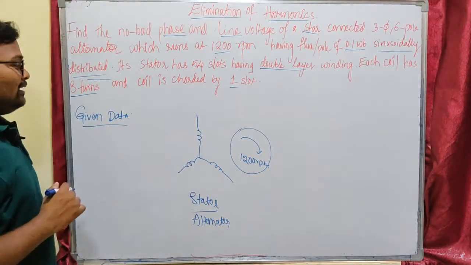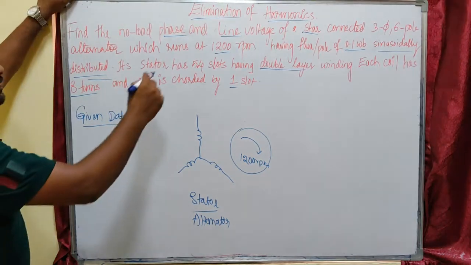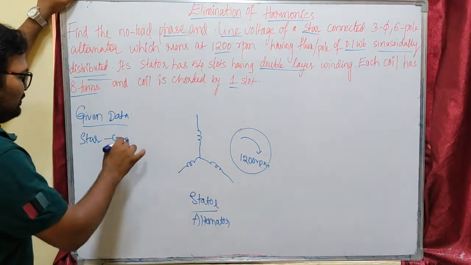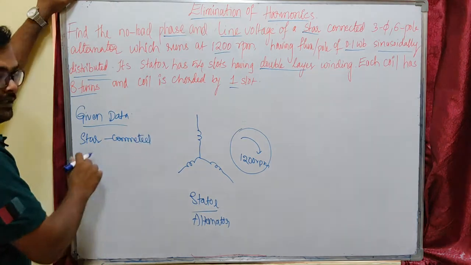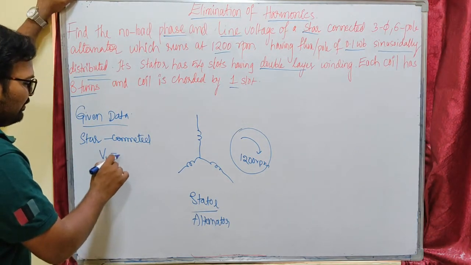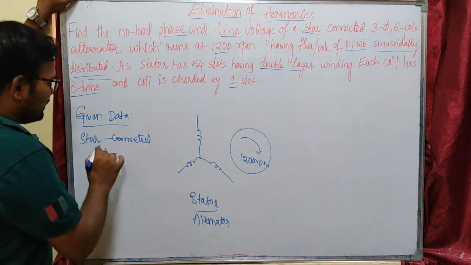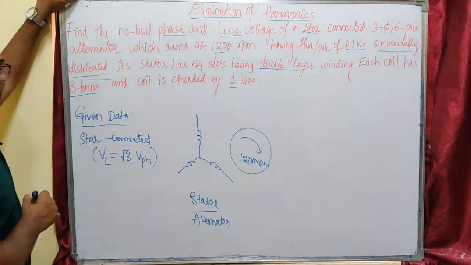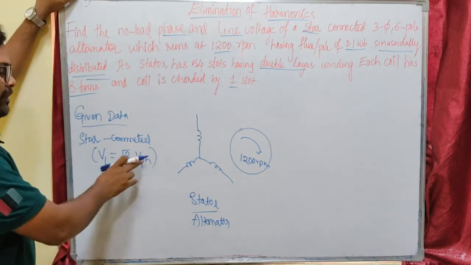Now let us write down the given data first. It is given that it is a star connected stator. Why do we need to write star or delta? Because he mentioned we have to find the line voltage. So what is the line voltage for star? It is √3 times the phase voltage. This is why you have to write down star or delta. In case of delta, the line voltage will be equal to the phase voltage.